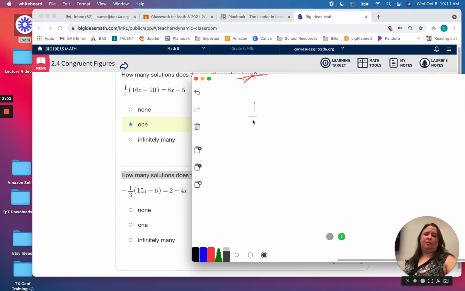All right, so we have negative 1/3, 15x. Okay. You're going to start learning where the respect line is.